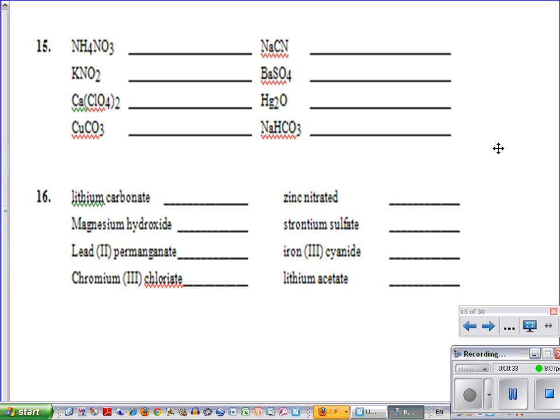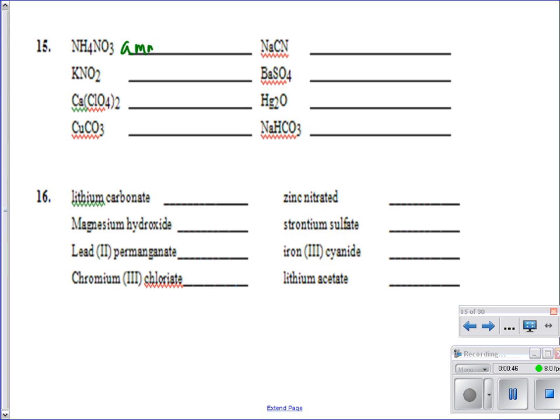So the first one, that's just two ions shoved together, so it's obviously an ionic compound. And what is that called? Really loud so the people at home can hear you. What is it? Ammonium nitrate. Nice. Ammonium nitrate.